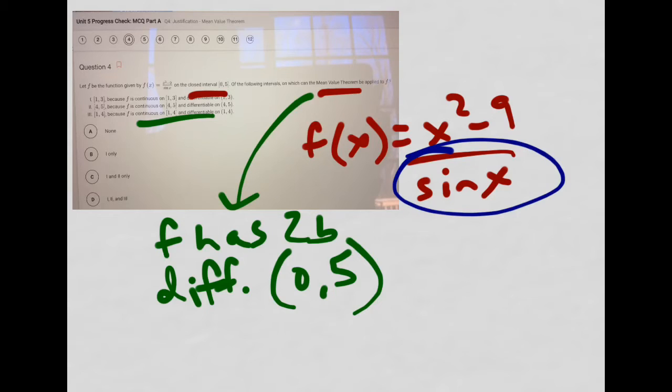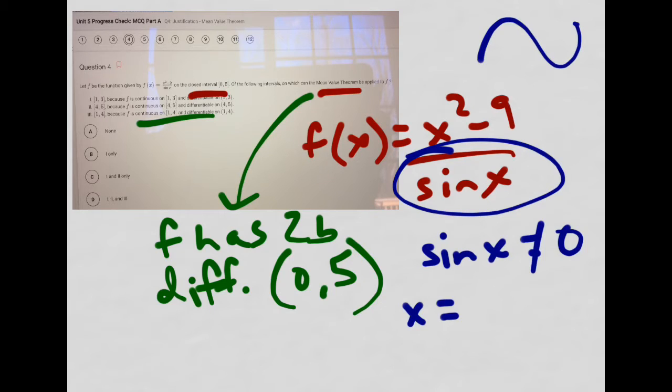So if you take a look at the sine of x, we do not want that equal to 0. Let's solve where sine of x would be equal to 0. Think of your sine curve. Its answers are 0, pi, 2 pi, and so on. Pi is the same as 3.14. So it's non-differentiable there.